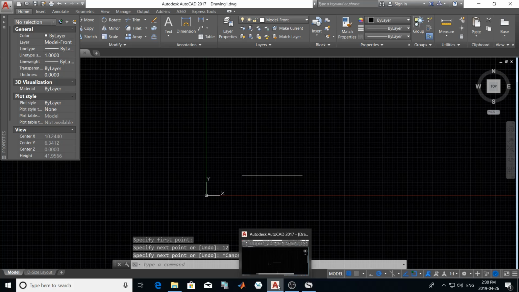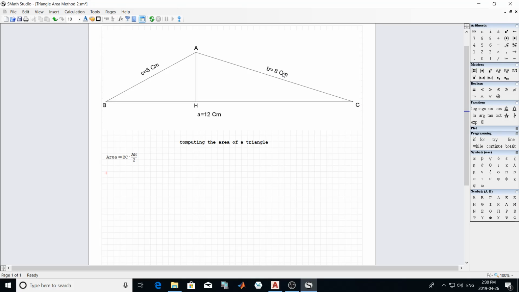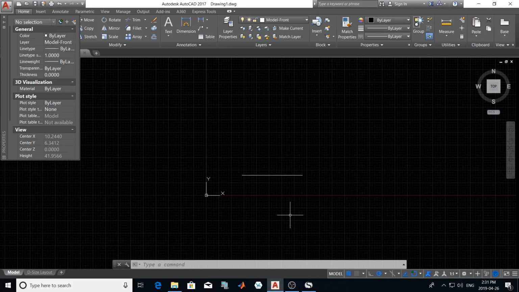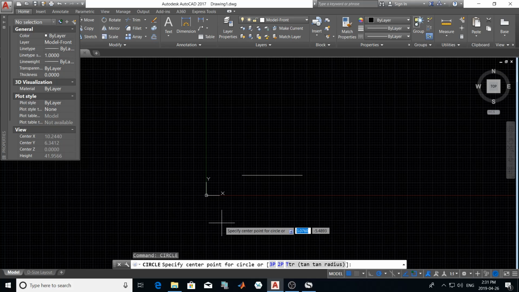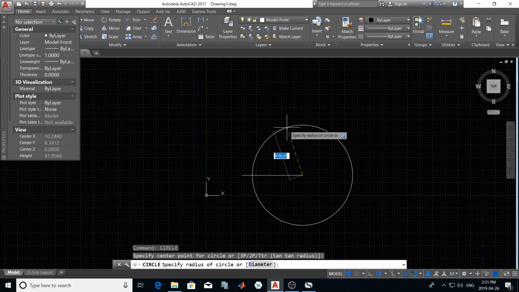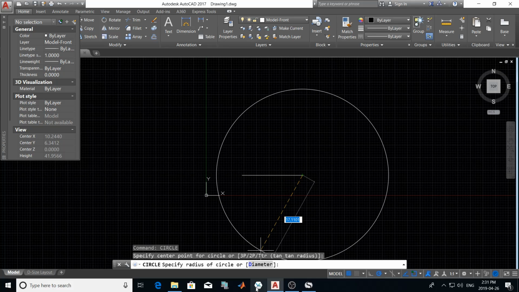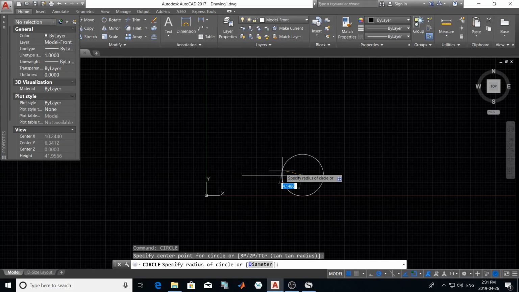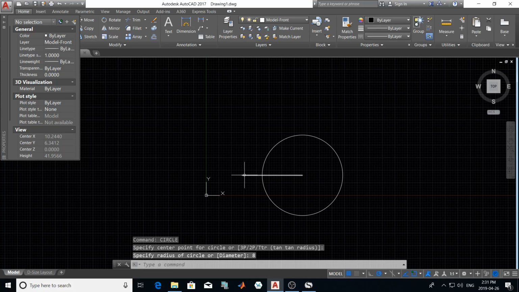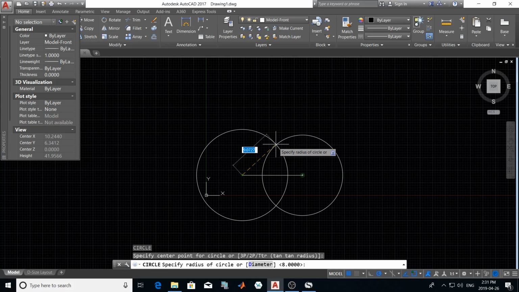Okay, and then we would draw two circles with radii 8 and 5 centimeters centered at point C and point B respectively. Okay, so 8 centimeter, 5 centimeter radii. So two circles, one circle centered here with radius 8 centimeters. Yes, 8 centimeters. And the other one centered here with radius 5 centimeters.